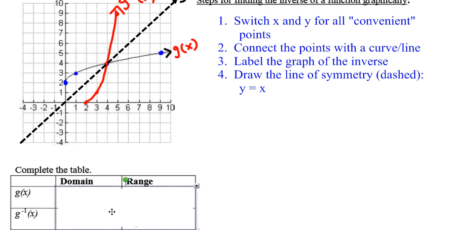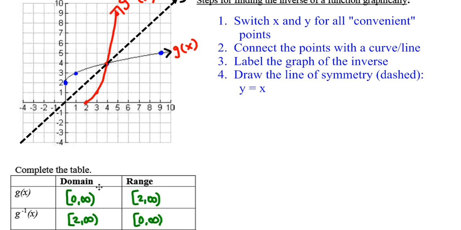Okay, so hopefully you came up with something like this. The domain of g of x is 0 to infinity, and its range is -2 to infinity. The domain of the red graph is 2 to infinity, and its range is from 0 to infinity. Notice how these are switched. No coincidence, because we're switching x and y.